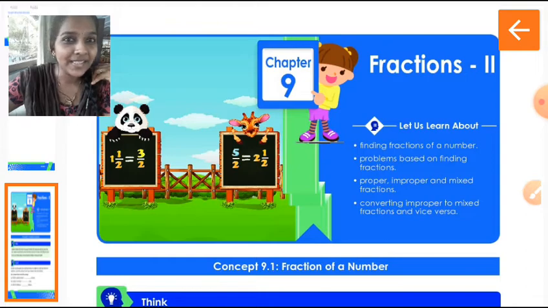Now we are discussing the chapter Fractions 2. In the previous class we discussed finding a fraction of a number, isn't it? Yes. So today we are going to continue this topic, and we are discussing some more problems based on finding fractions. Okay children, let's discuss the example questions.